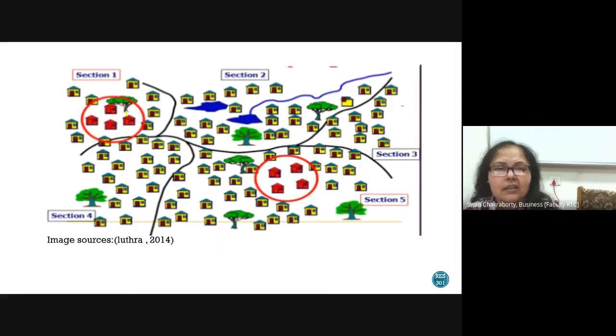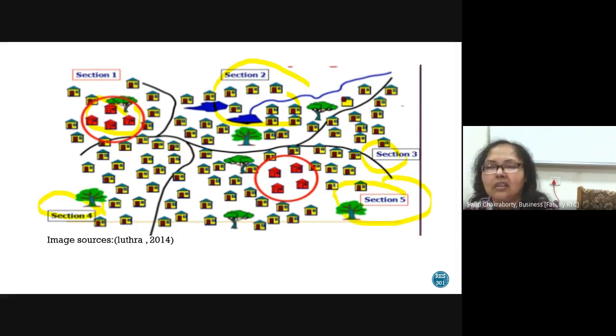See, this is section 1, this is section 2, this is section 3, 4, 5, right? So you're taking up clusters from each section. This is one here, this is the second one, the third, fourth, and fifth. You're picking up from each of these clusters.